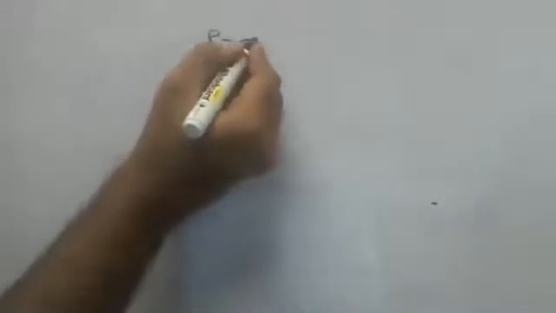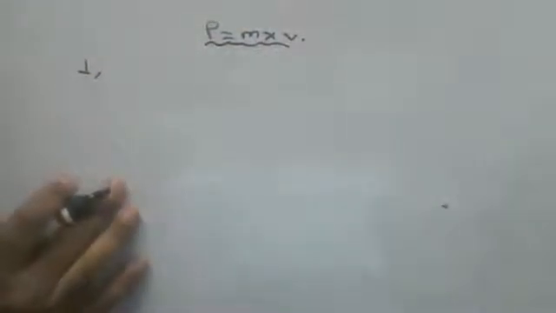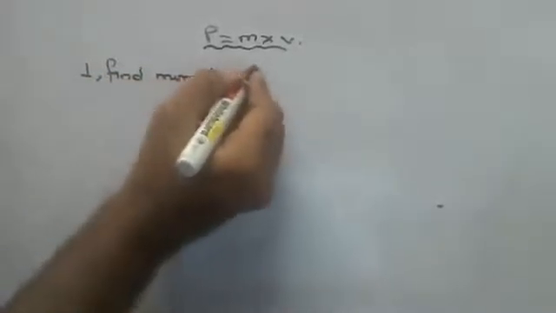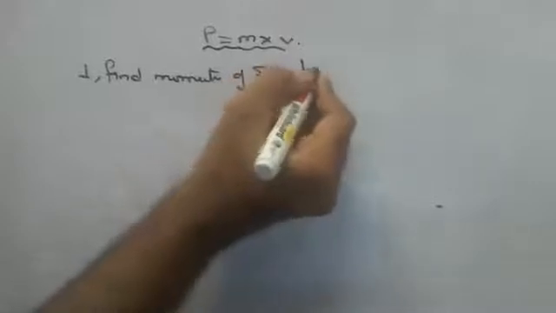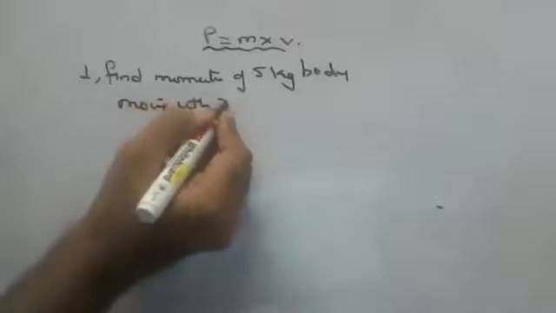Okay. Now coming to some small numericals, we'll do. Momentum is equal to mass into velocity always. First numerical, just I will do. When I give a chance, you should say the answer. Listen. Find the momentum of a 5 kg body moving with 2 meters per second. That's all.